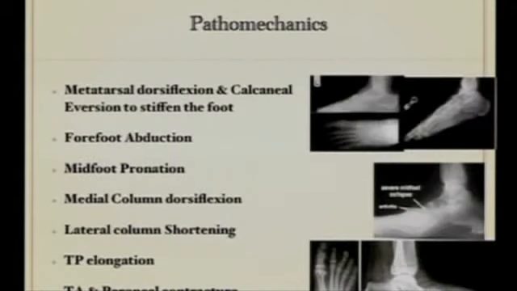Now about the pathomechanics, what happens in the midfoot? Basically, there is a metatarsal dorsiflexion and calcaneal eversion, which tends to stiffen the foot. There's a forefoot abduction, a midfoot pronation, and the medial column undergoes a dorsiflexion, and also a lateral column shortening. All these issues are important because these are the ones you need to correct when you're doing your surgery. Do not forget to examine the tibialis posterior, the TA, and the peroneal tendons because they undergo contracture as the condition progresses.